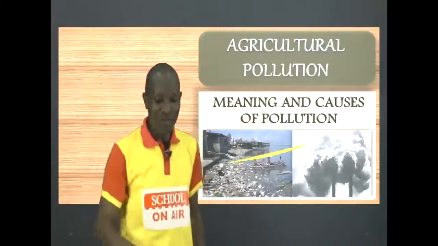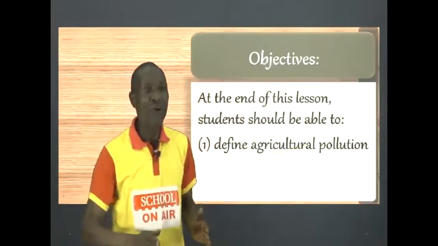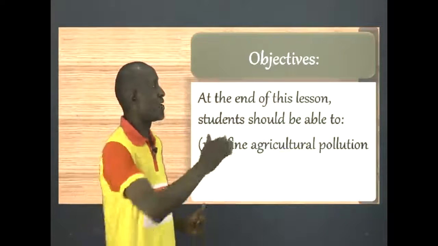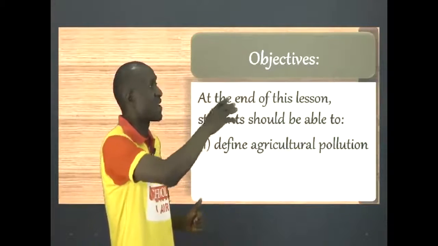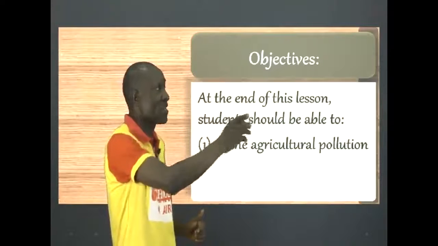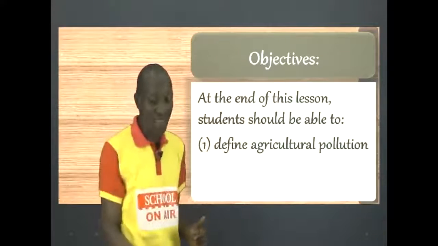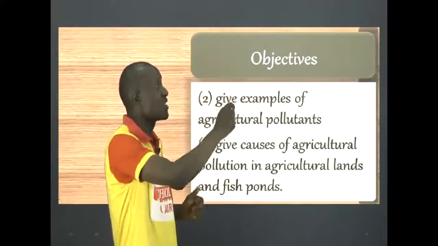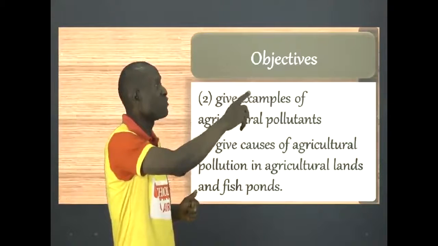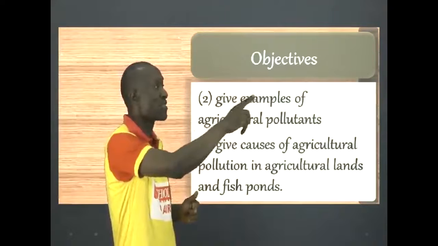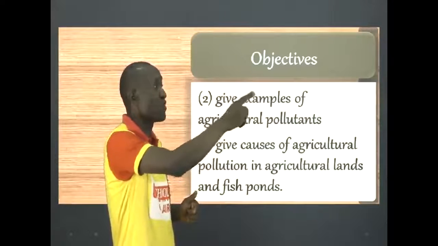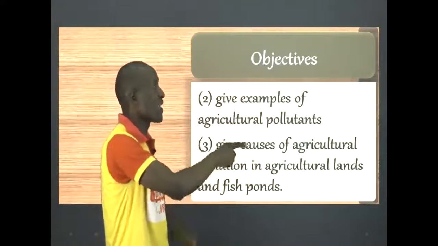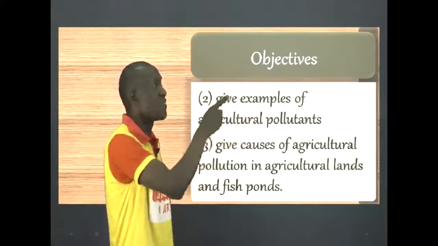When you talk about pollution, we need first of all to talk about the objectives of this particular lesson. At the end of this particular lesson, students should be able to define what agricultural pollution means. Then number 2, give examples of agricultural pollutants. Then number 3, give causes of agricultural pollution in agricultural lands.